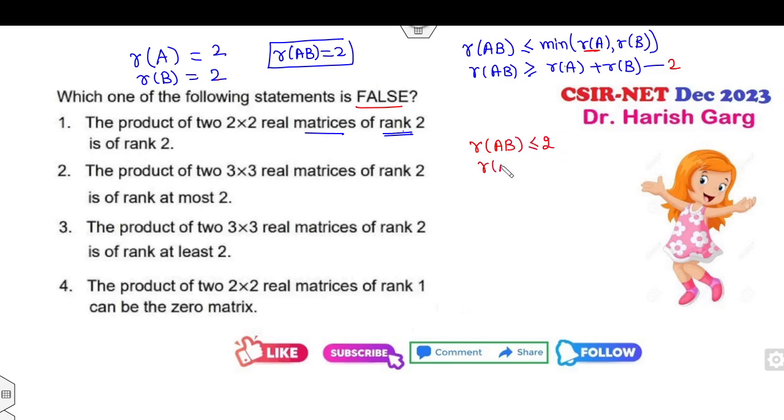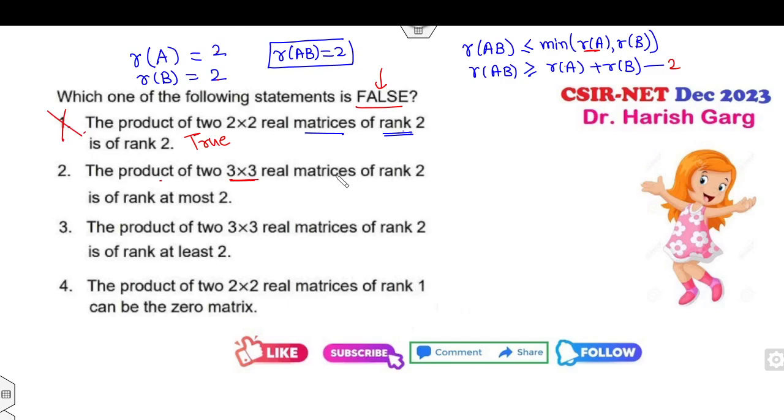From the second case, rank of AB is greater than or equal to 2 plus 2 minus 2, that is 2. So from these two cases we can say the rank of AB is 2. So this is my correct statement, but we need a false statement. Look at the second one.